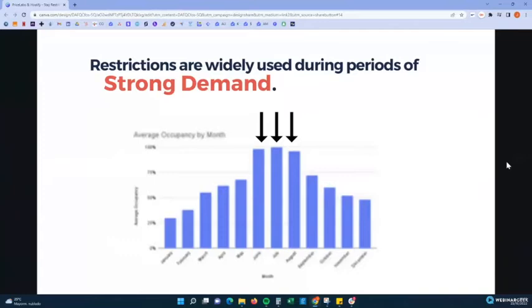Restrictions are widely used during periods of strong demand, mainly in leisure markets and seasonal markets. For example, if you are in a beach area in Spain, traditionally you were selling 7 days, week by week. You check in on Saturday, you have another check-in on Saturday, so you have 100% occupancy, all week by week. So it's normal that when there is strong demand, you have very high occupancy and longer stays.